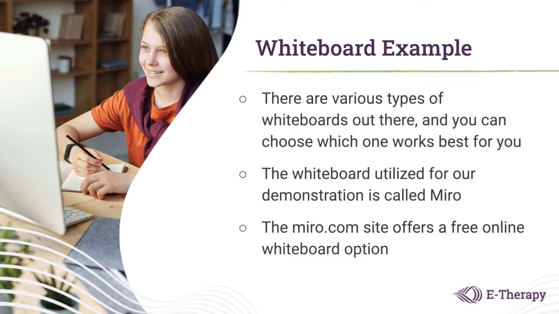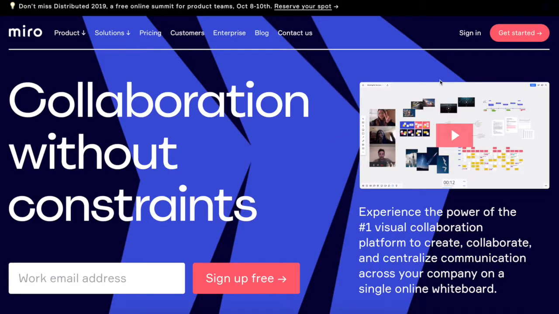For this demonstration, we are using a free online whiteboard called Miro. There are other options such as Jamboards through Google that have some similar features, but this is one that works well and has a free option with great features. So when you're ready, you can go to Miro.com and click to sign up or get started. You can enter your information and register for a free account.